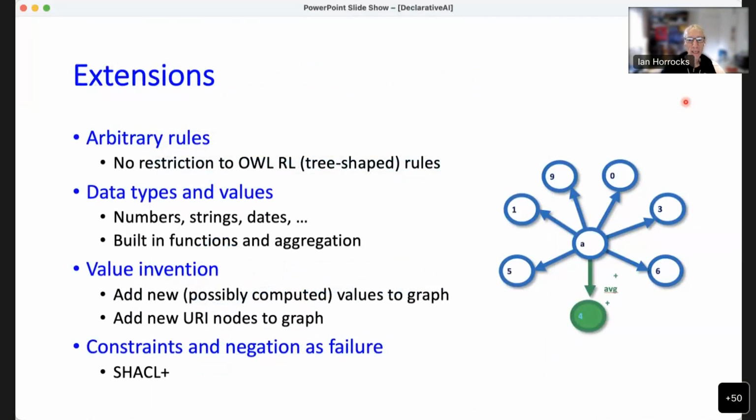One of the first things that we discovered was that this OWL-RL language leaves quite a few features to be desired in realistic applications. One of the main things that we really needed to support was much more powerful features to do with data types and values. So we had to do things like more built-in functions, aggregation functions, and so on. And also constraints and negation as failure is an important feature that a lot of applications use. So we had to add support for that.